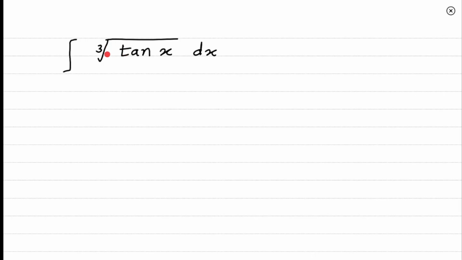In order to integrate cube root of tan x, we'll first have to get rid of that cube root. The easiest thing we can do is put tan x equal to u cube. The moment you do that substitution, that cube and that cube root will cancel each other out.